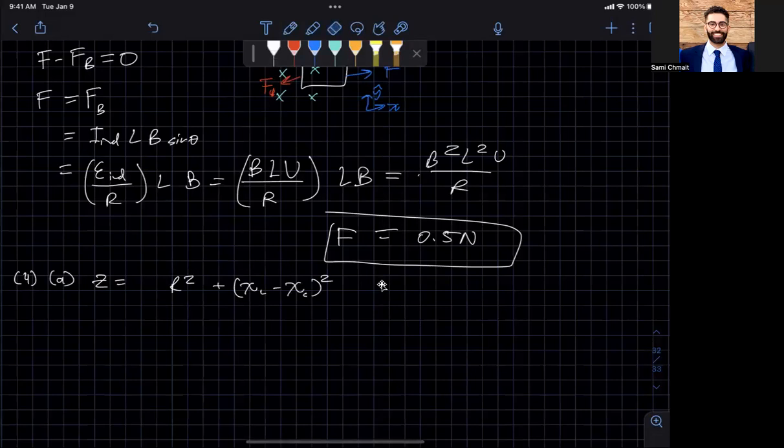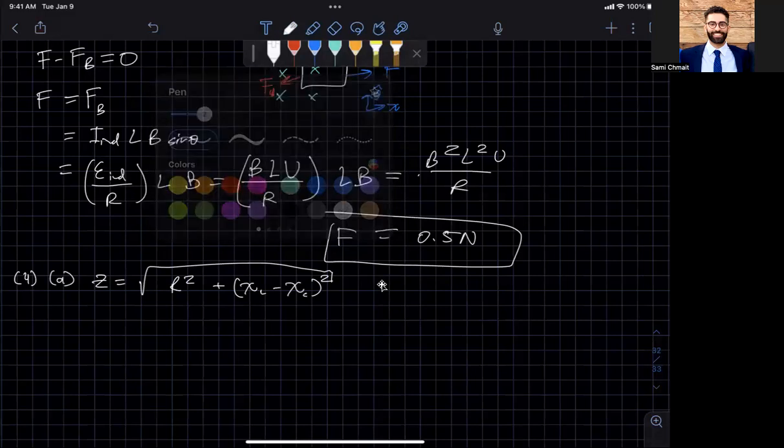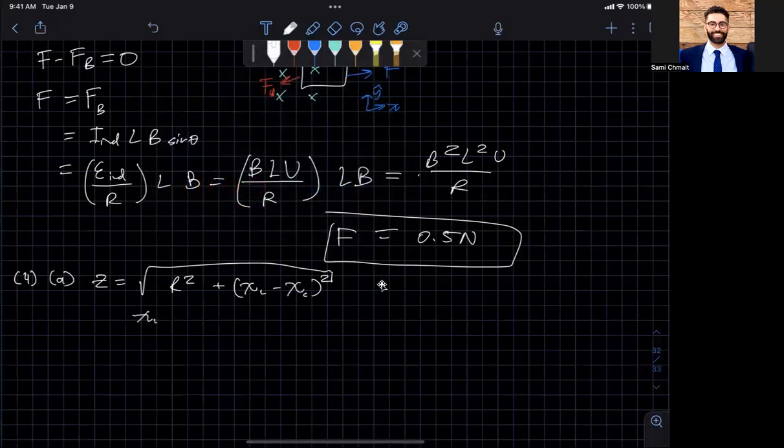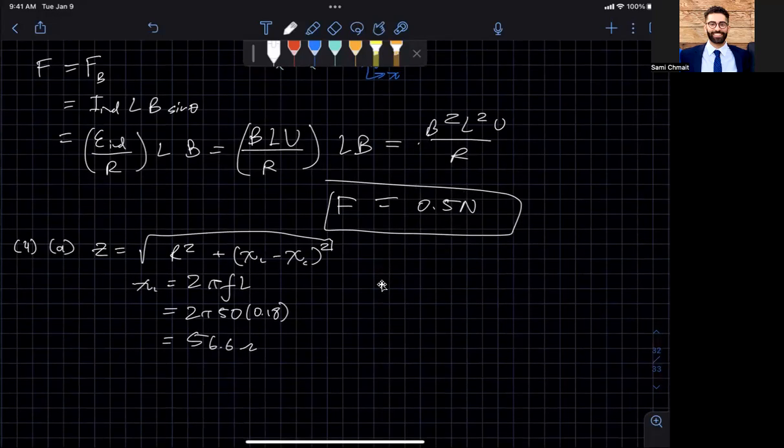Okay. And again, those are the impedance values relative to the capacitance or the inductance. Well, you need to solve for XL, which can be solved as 2 pi FL. In this case, 2 pi times 50 times 0.18, which is equal to 56.6 ohms. And then you can solve for XC, which is equal to 1 over 2 pi FC. And that's going to be equal to 39.8 ohms. See how everything's in units of ohms.